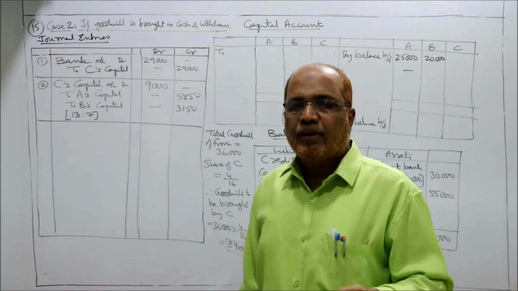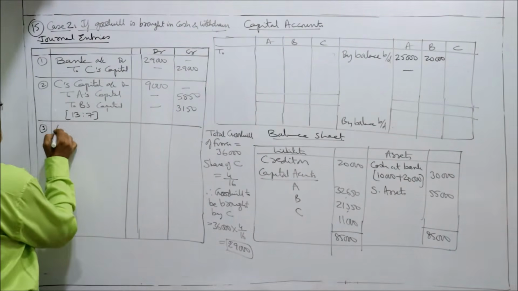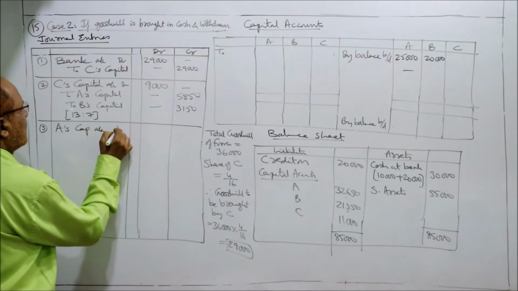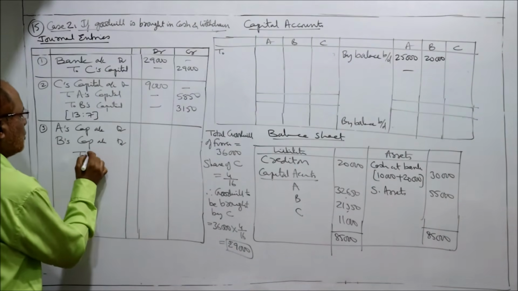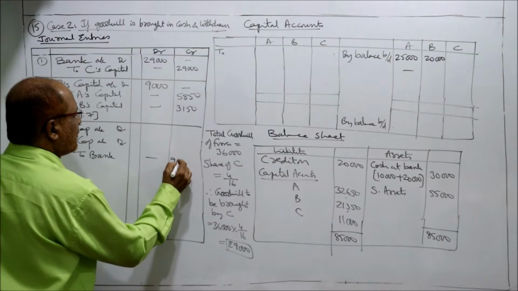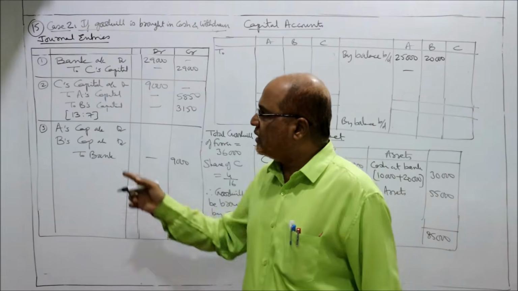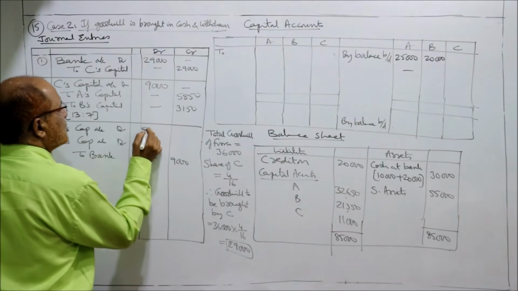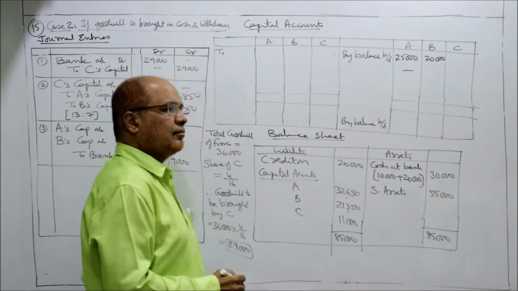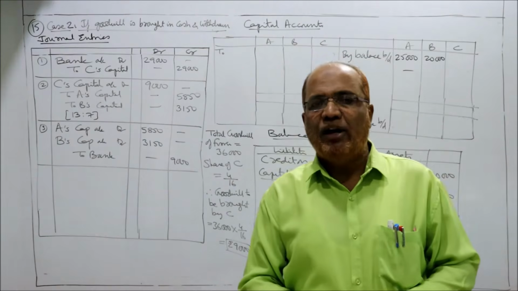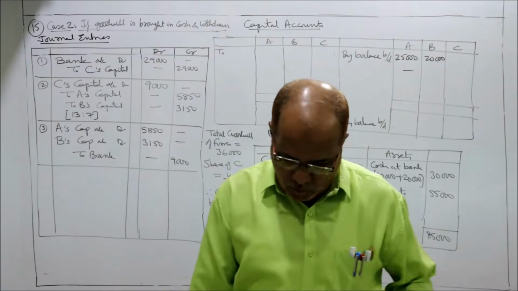Now it is given that they are withdrawing goodwill. So A's capital account debit, B's capital account debit to bank. 9,000 रुपए जो गुडविल के आए थे वो गुडविल के पैसे ए और बी निकाल ले रहे. That's why their capital accounts should be debited, 5,850 and 3,150. Being the goodwill withdrawn by the old partners.